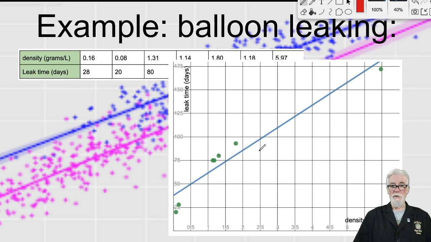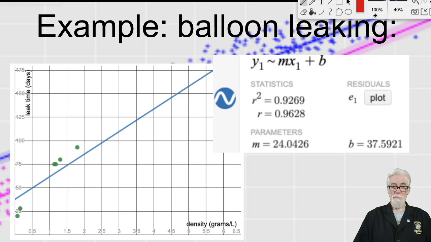With a best fit line imposed on this graph, it doesn't look like a line would be a good model here. Doing regression analysis agrees with that. The R squared and R values are not really good. But it's not because of randomness that this isn't a straight line. Instead, there's a definite pattern here.